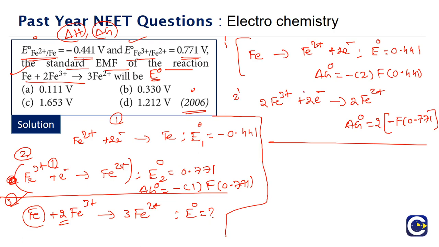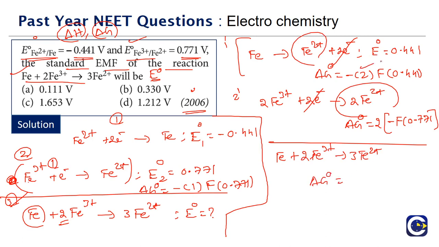Now when we add both of them, we can see 2 electrons are cancelled. What are we going to get? Fe plus 2Fe3+ gives rise to 3Fe2+. Why 3Fe2+? Here 2Fe2+ and 1Fe2+. Now the del G of the overall will be equal to this del G plus this del G, means minus 2 into F is common, minus 2 into F into 0.441 plus 0.771, which is 1.212.